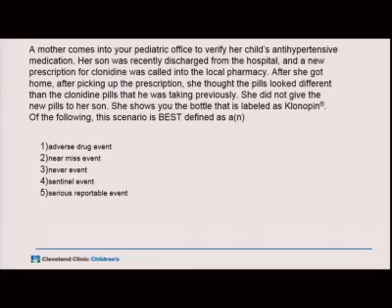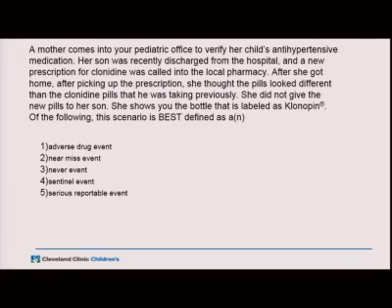So correct, this is a near-miss event. It did not reach the patient. It did not cause harm, but it has the potential of becoming an adverse drug event. So that's why it's not number one. And we went briefly through the list of Sentinel events, and this was not one of those included in the list.